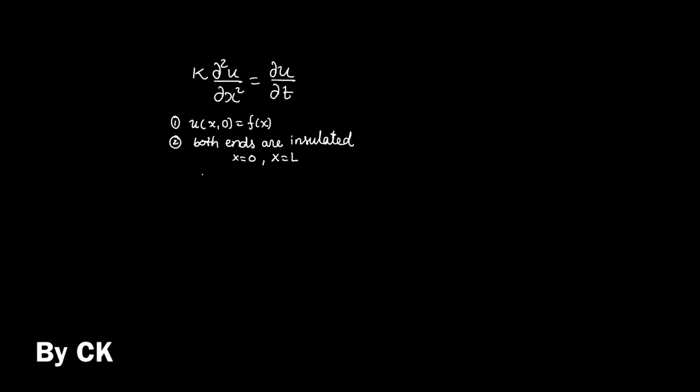Okay, we have this heat equation where the initial condition is some function f(x), and for the boundary condition, it says that both ends are insulated. That means if we have the rod, here is x equal to 0 and here x equal to L, that means there are insulated here and here.